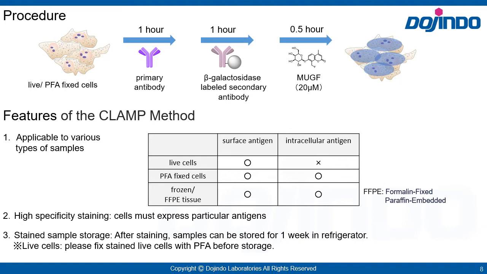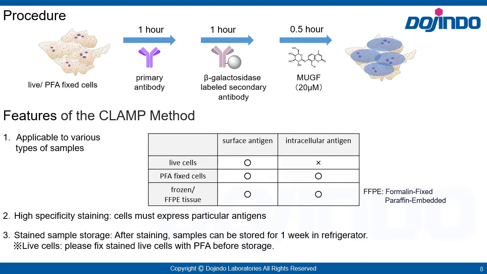The typical clamp method experimental procedure involves treating cells with the primary antibody for 1 hour, and then with the beta-galactosidase conjugated secondary antibody for 1 hour. The cells are then treated with Mugf, a beta-galactosidase substrate, for 30 minutes before being washed and measured for fluorescence. The clamp method can be applied to a variety of samples.